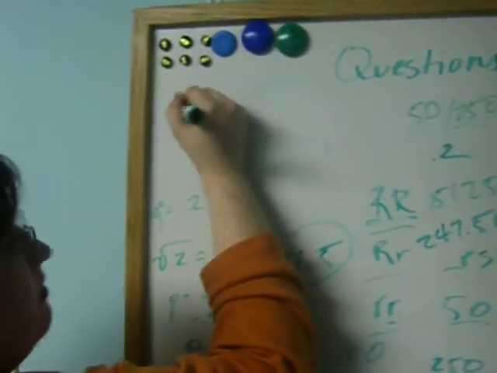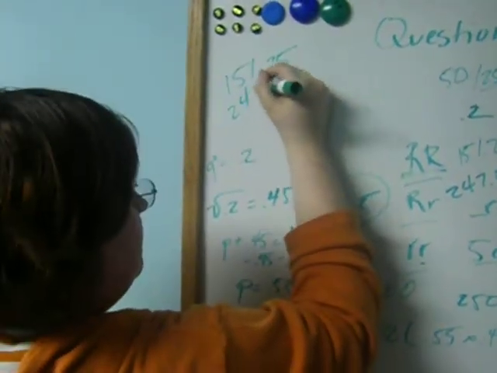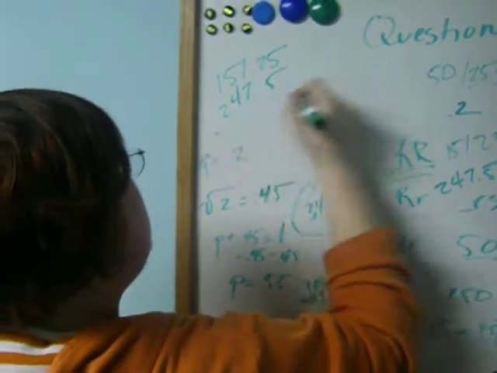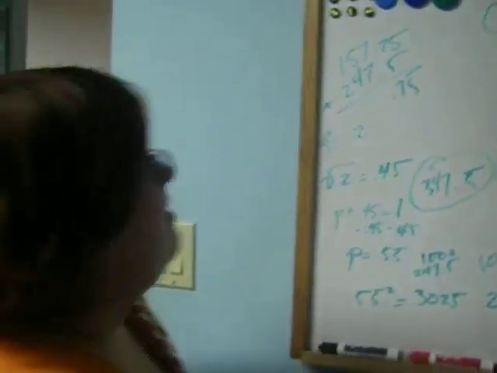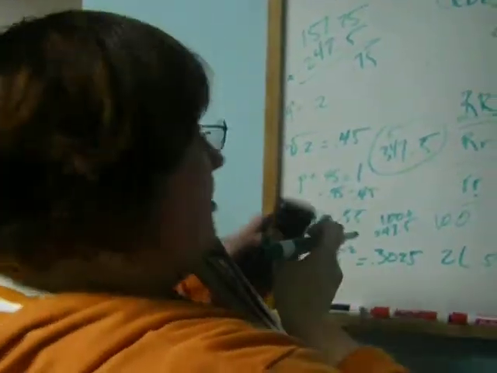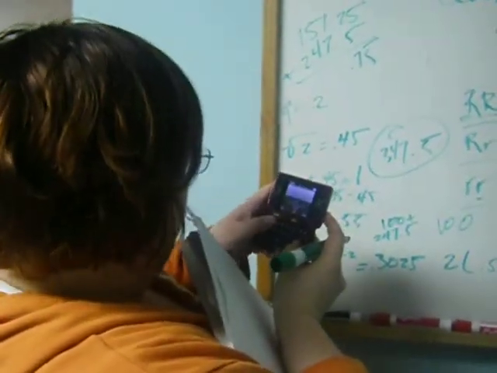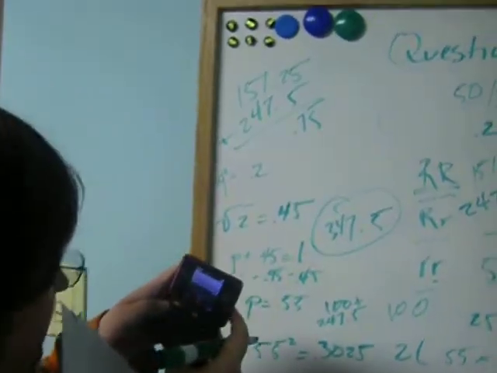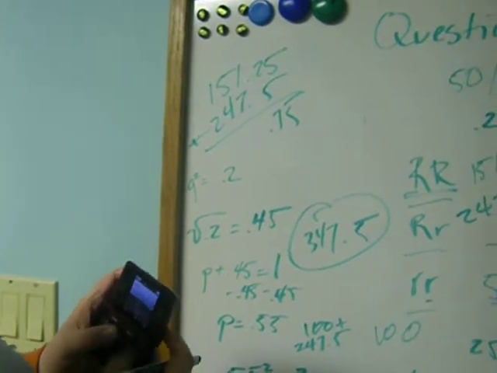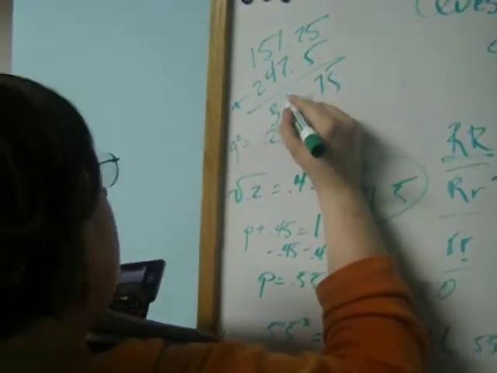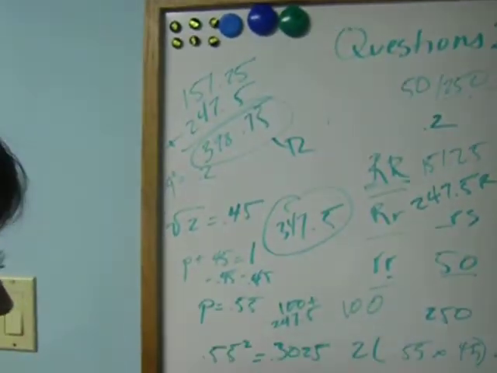Okay, so big R, we have 151.25 plus 247.5. Okay, so this is 0.75. And now I reveal how really bad at math I am and pull out my calculator. 151, no, I don't even do that because I already did that. Okay, plus 247.5 equals 398.75 big R's in this classroom.